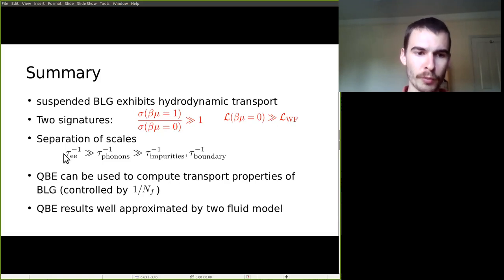And so furthermore, we've got this separation of scales. The hydrodynamic regime means that electron-electron scattering must be dominant, and the subdominant scattering is electron phonon scattering, which we saw with the scaling collapse of the data. The quantum Boltzmann equation seems to approximate the experimental results very well, and furthermore, the quantum Boltzmann equation results are well approximated by the two-fluid model, which is much simpler.